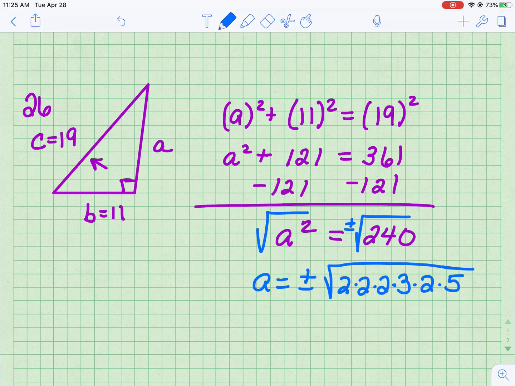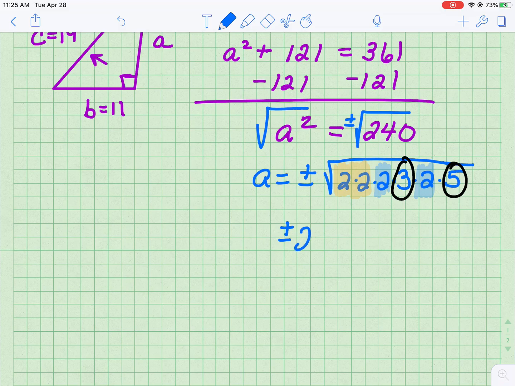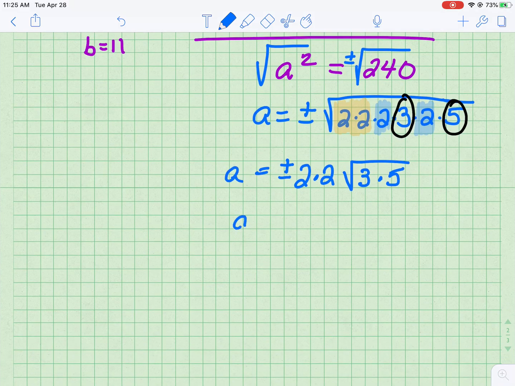Now you might want to go off to the side and do the factor tree. I did it in my head, and now I'm checking it on my calculator to make sure I did it correctly. And now I'm going to look for my pairs. I have two sets of 2's, and that's it. Left behind, we have a 3 and a 5. So what comes out is plus minus 2 times 2. Left behind is 3 times 5. So our final algebraic answer is plus or minus 4 root 15.